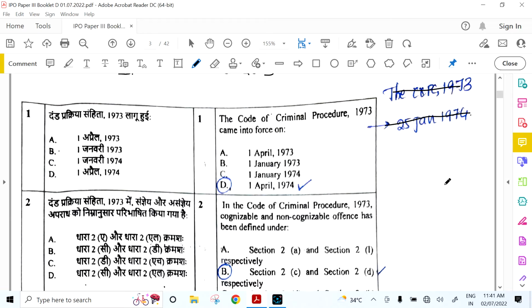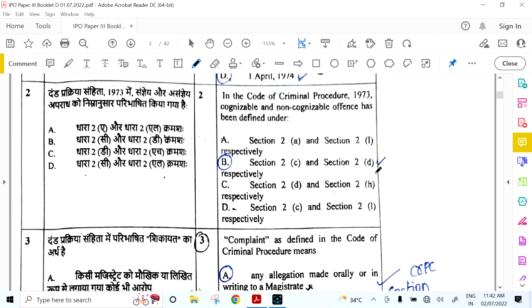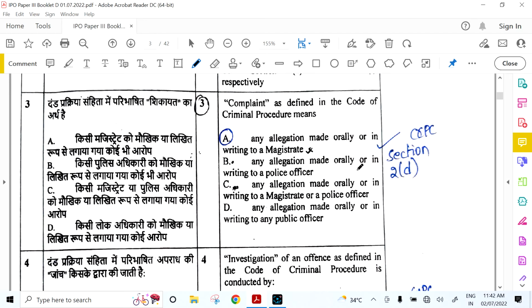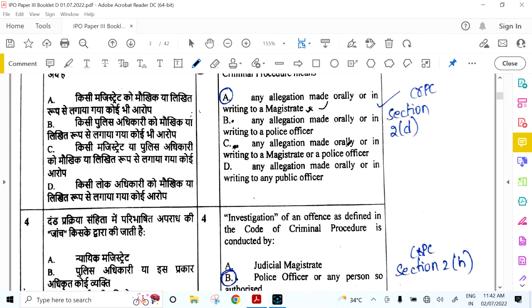The first question: the Code of Criminal Procedure 1973 came into force on 1/4/1974, which is the correct answer. Cognizable and non-cognizable offence has been defined under Section 2C. Complaint as defined in Code of Criminal Procedure means any allegation made orally or in writing to the magistrate. It is called a complaint, and the answer is A under CRPC Section 2D.